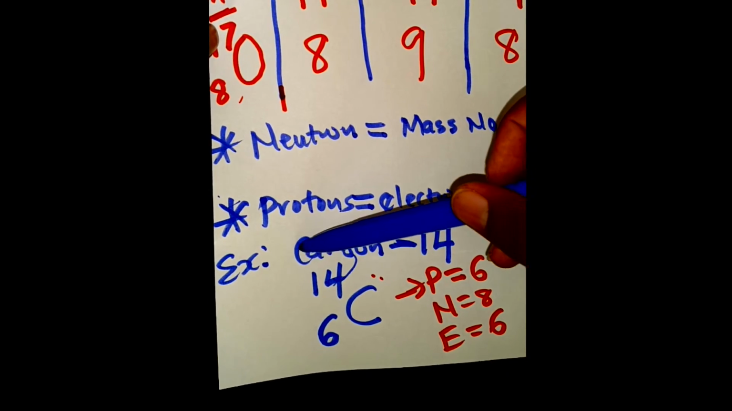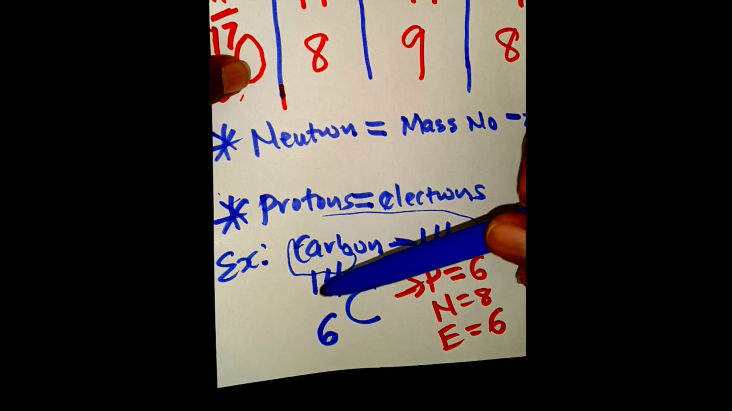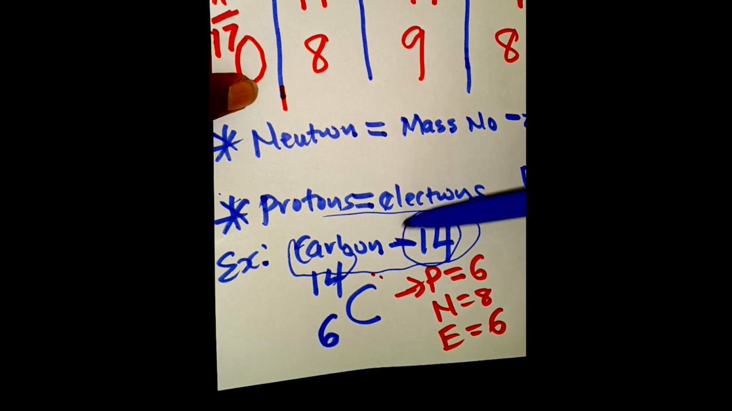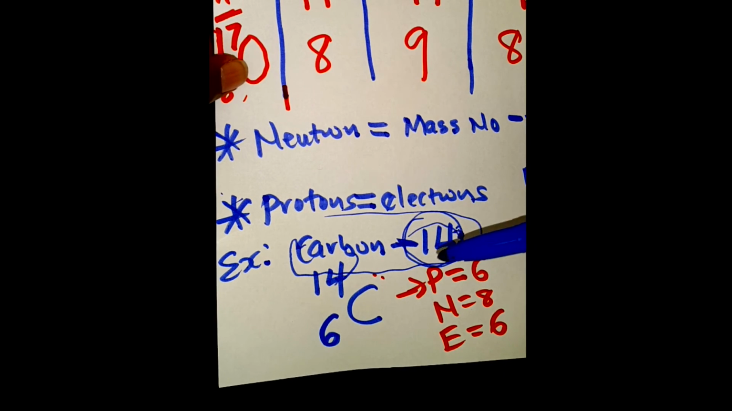And if you are given something like this, you just have to know that you have to put it at the top. What is given here, this 14 here, is our mass number, not the atomic number or the proton. This is always the mass number.